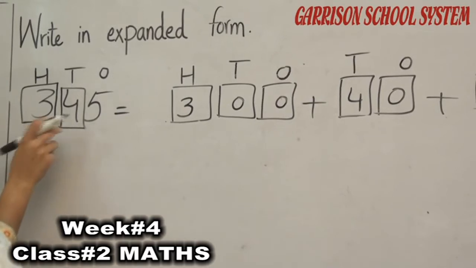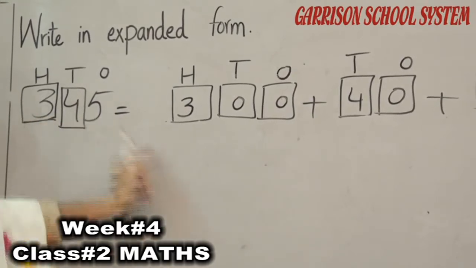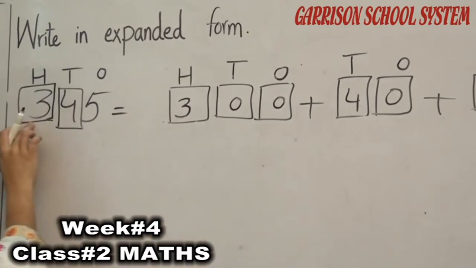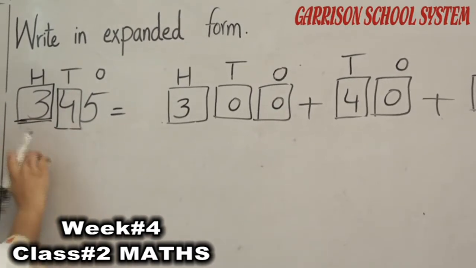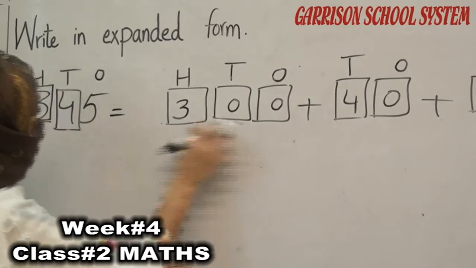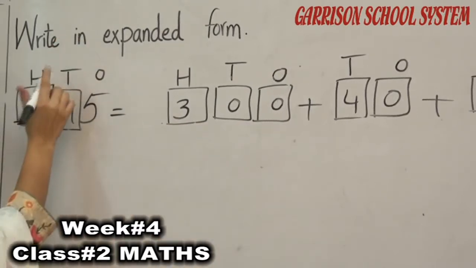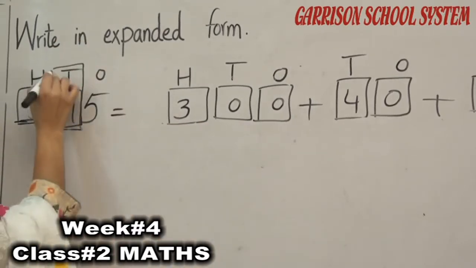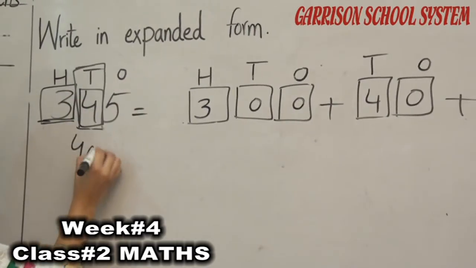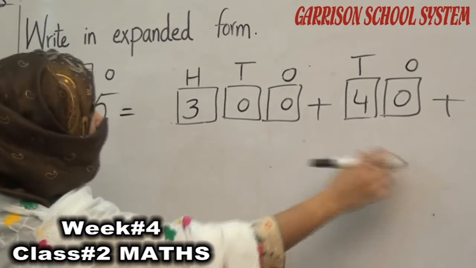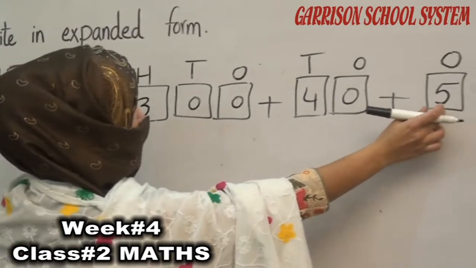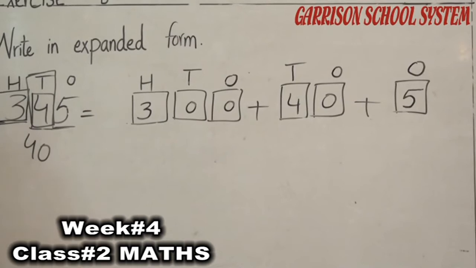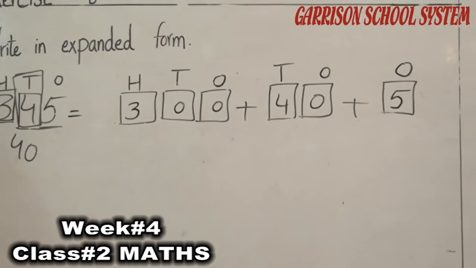345. We have to break these numbers according to their values. This is 300, so we have to write here 300. This is 40, because 4 is in tens place. So this is 40, plus 5 is in ones place, so we have to write 5 in the ones place. Okay, students?